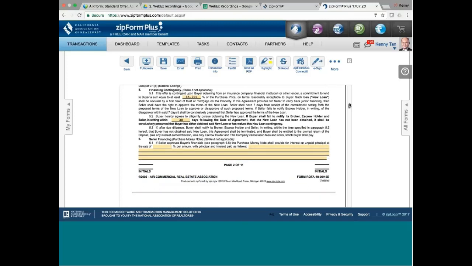We don't have any seller financing. It says strike if not applicable, so I'll go ahead and strike it, right? Because it says strike, so I'm striking it. Okay? All right, strike it.